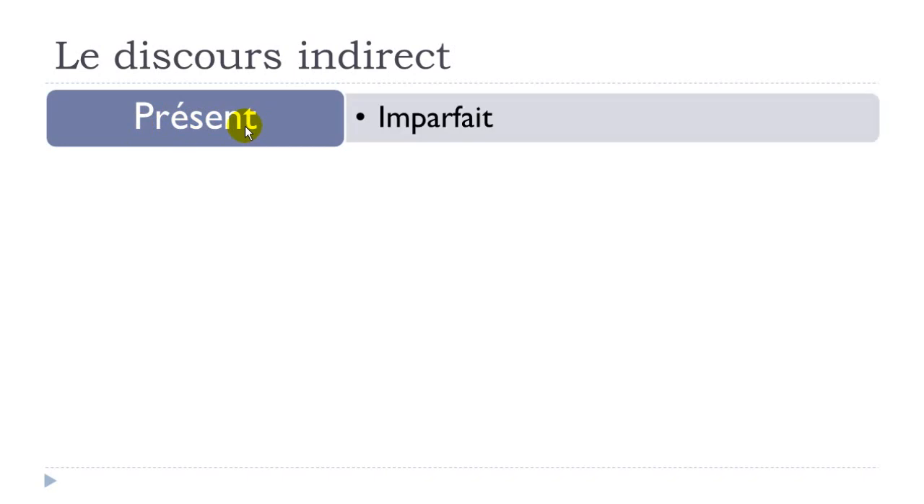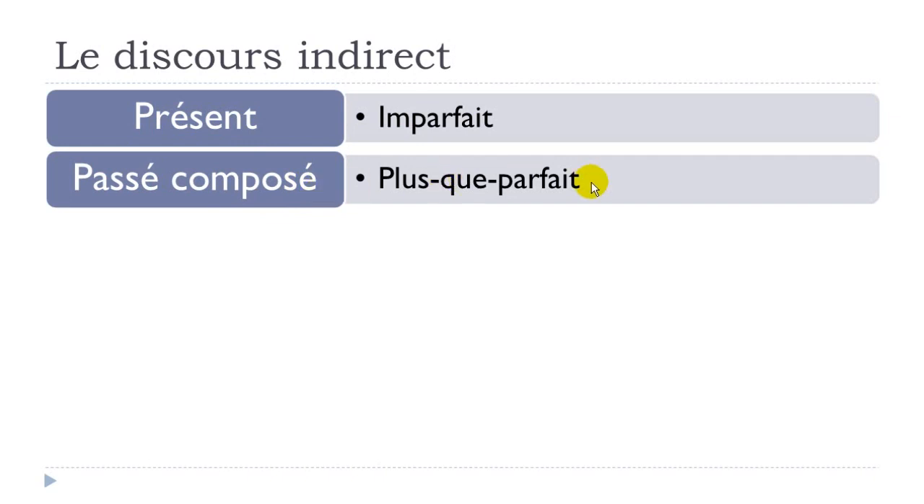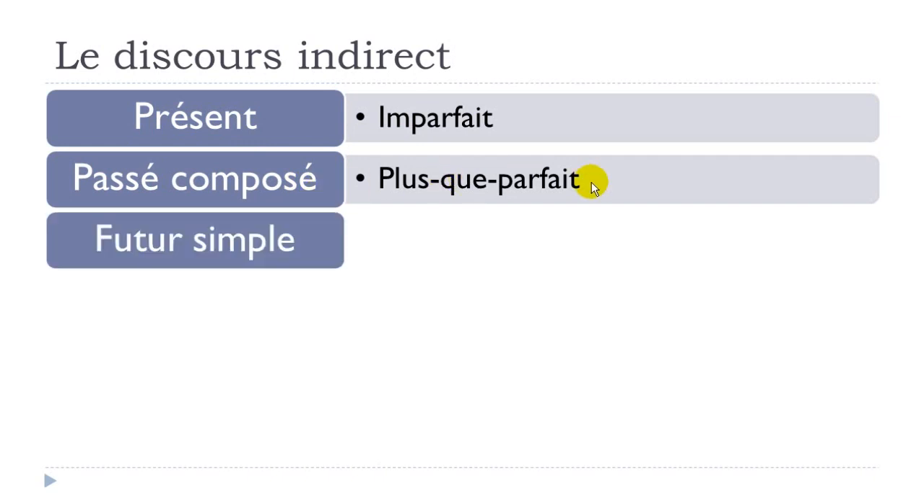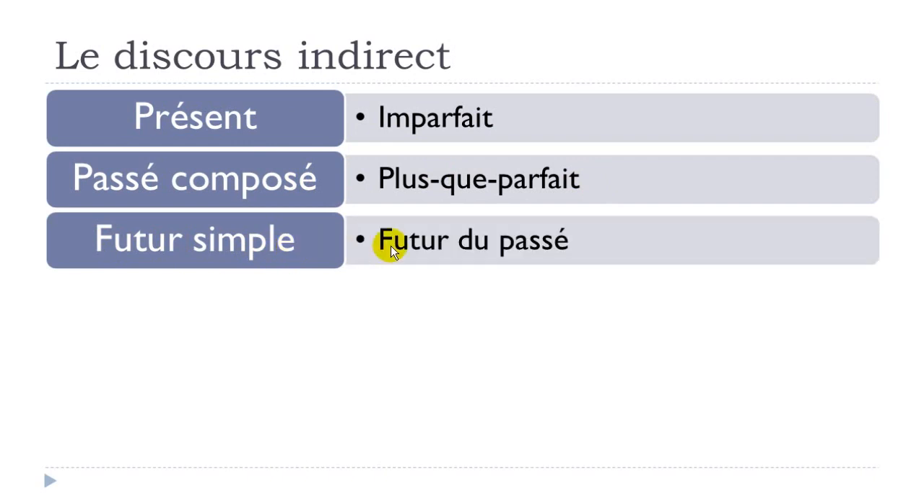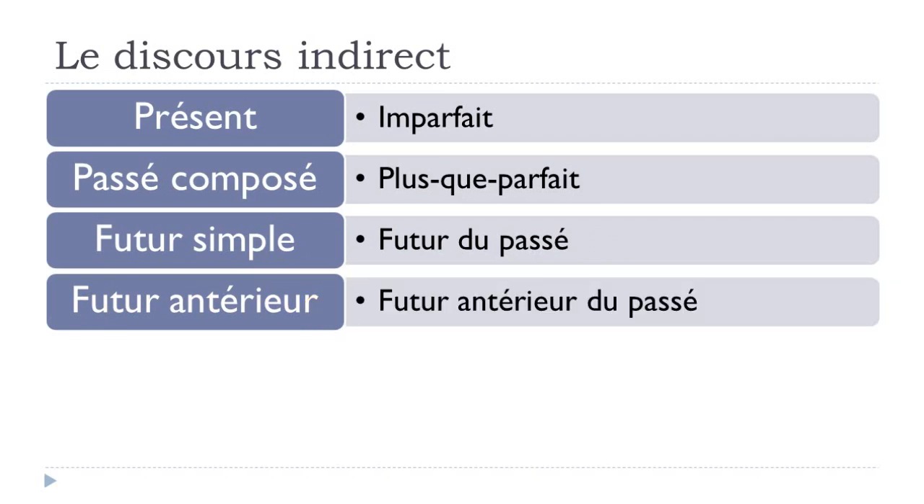So when you modify this structure and put it into discours indirect, remember, présent, as we saw, will become imparfait, okay? Then if you've got passé composé in the second part of the structure, it will become plus que parfait, okay? If you've got the futur simple as the second structure, it will become what we saw, futur du passé. If you've got futur antérieur in the second part of this structure, it will become futur antérieur du passé.